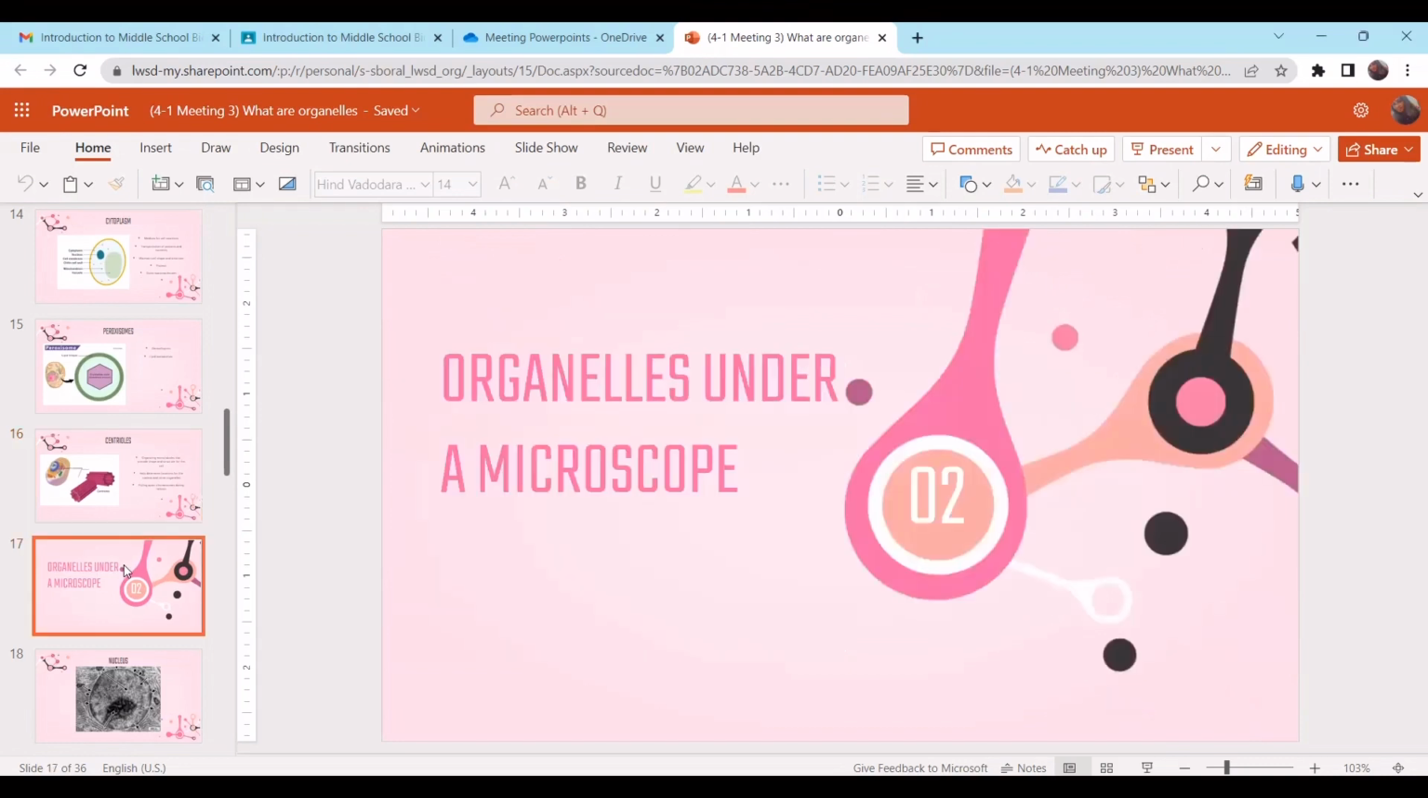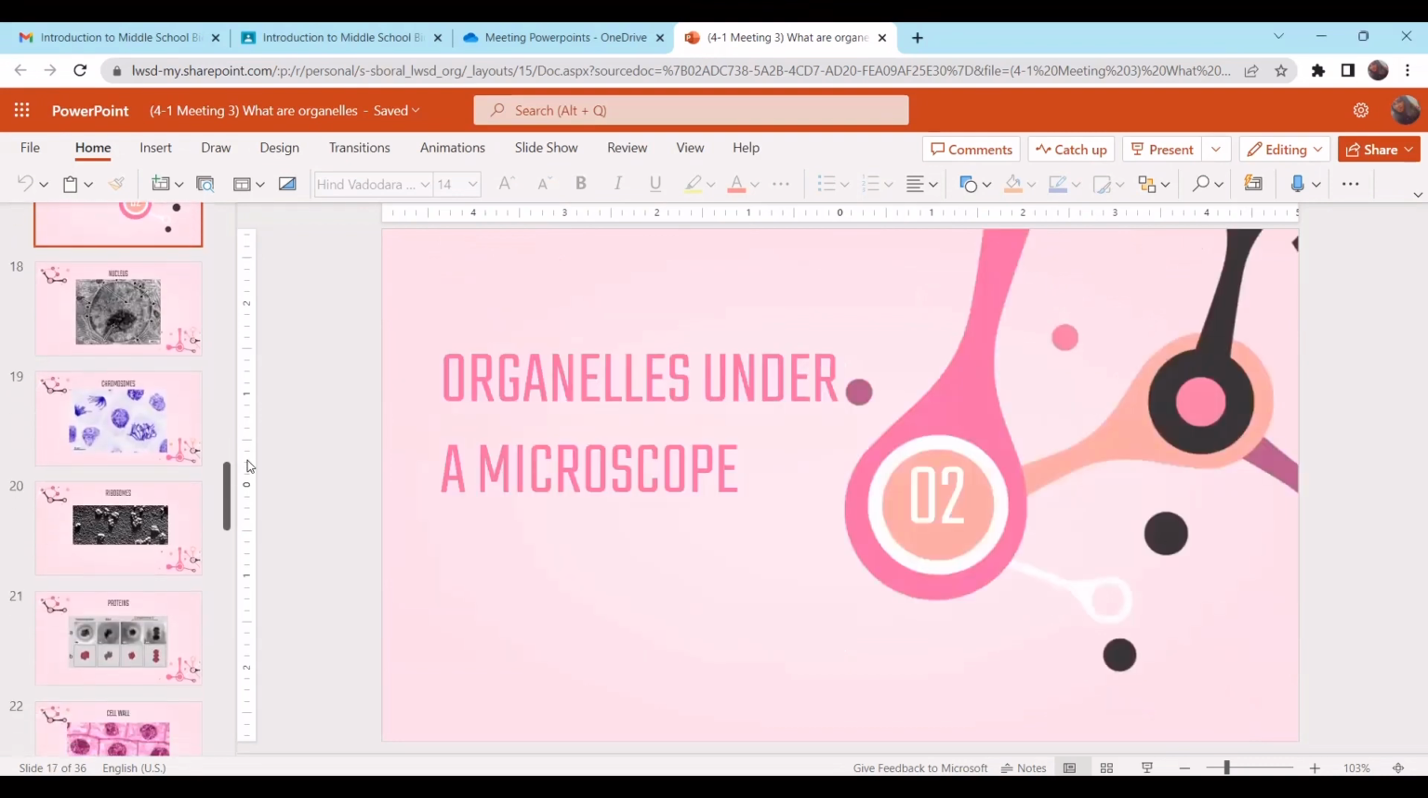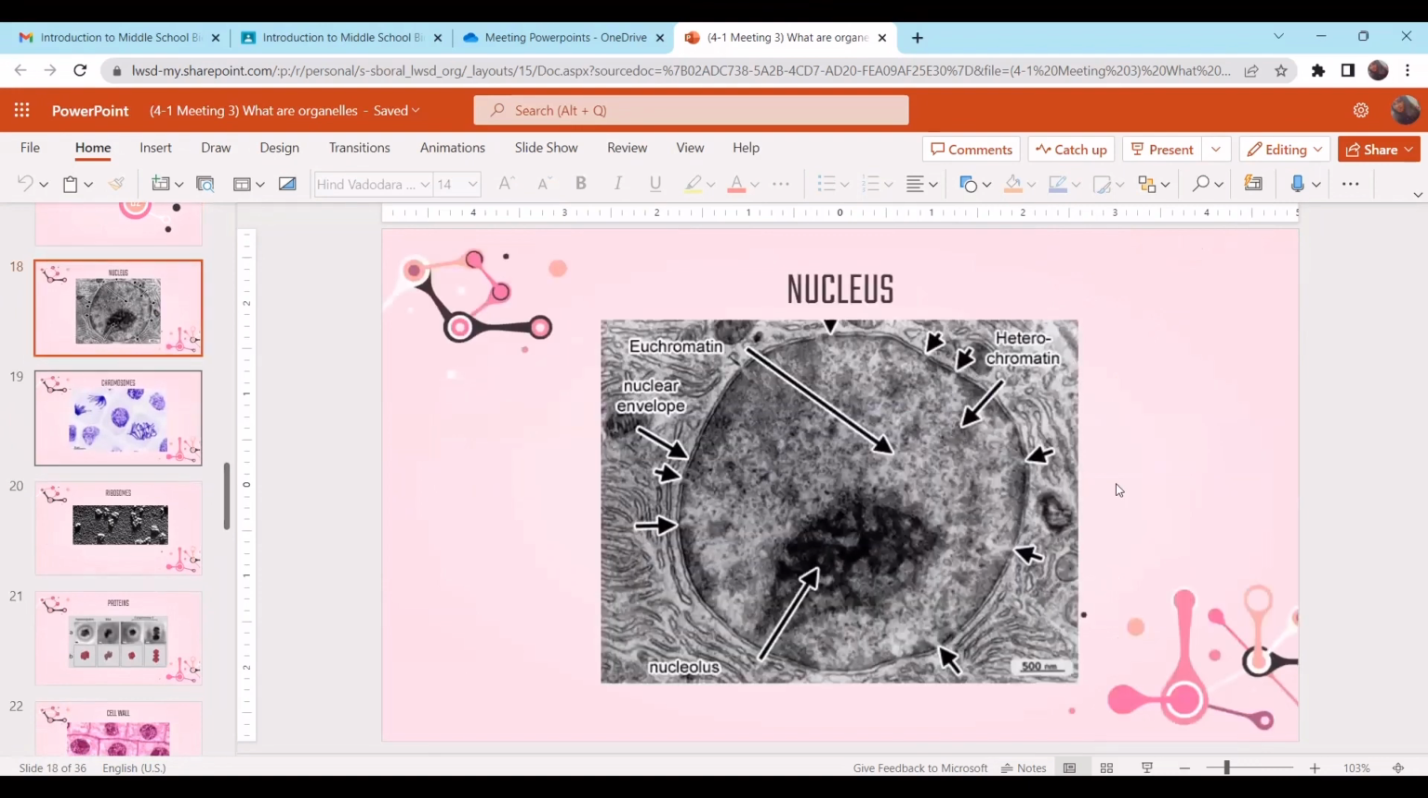Okay, organelles under a microscope. This is a short thing I just want to add in. This is how the nucleus looks under the microscope. The nucleus has a little nucleus inside the nucleus called a nucleolus, which is the darkened piece you can see here. This entire circle is the nucleus.